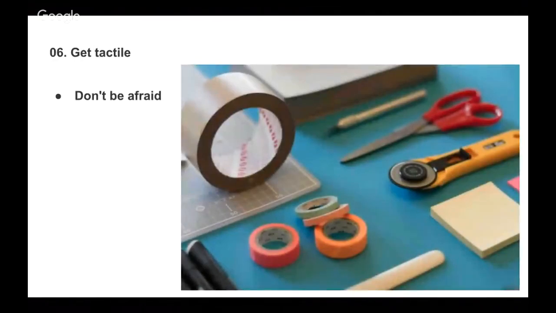Tip number 6. Get tactile. When making a physical mood board, don't be afraid to get physical. Traditionally, mood boards are made from foam board. Although cutting this stuff up with a scalpel and spray mounting cut up images onto it can be a pain, especially if you're not dexterous with a blade.